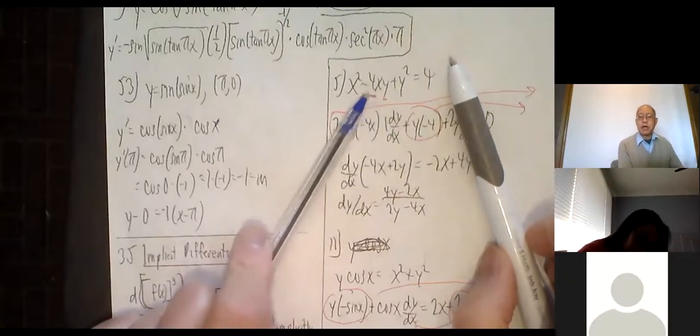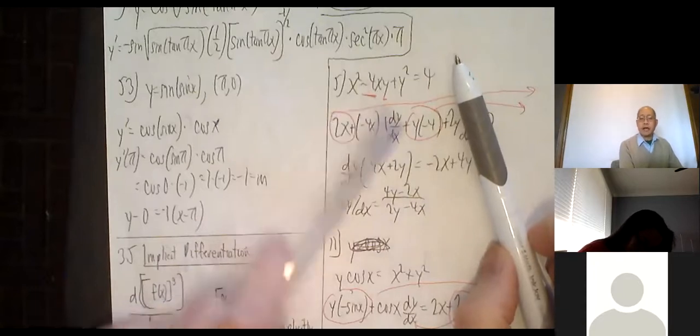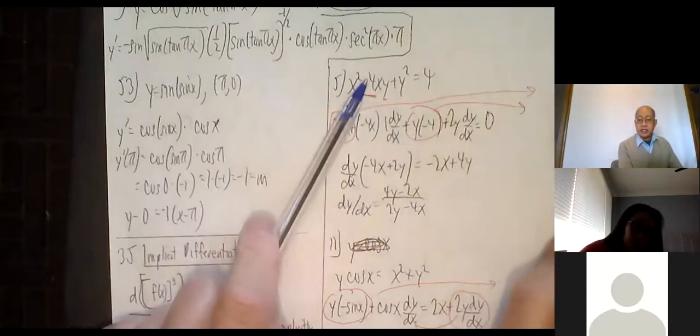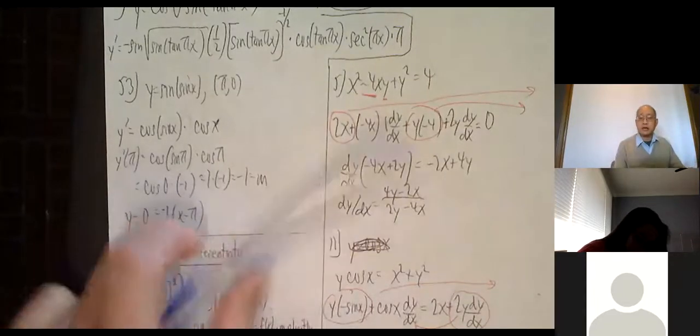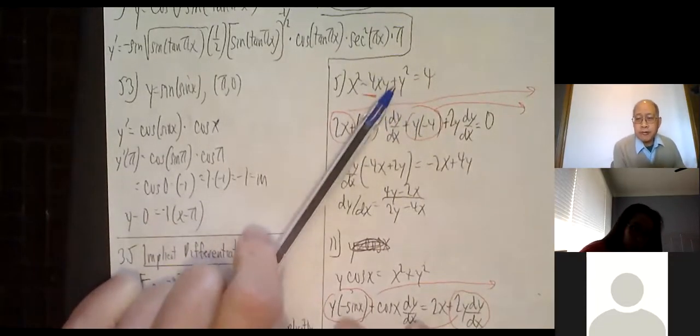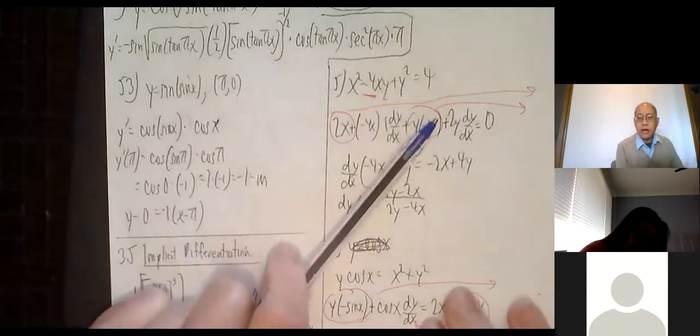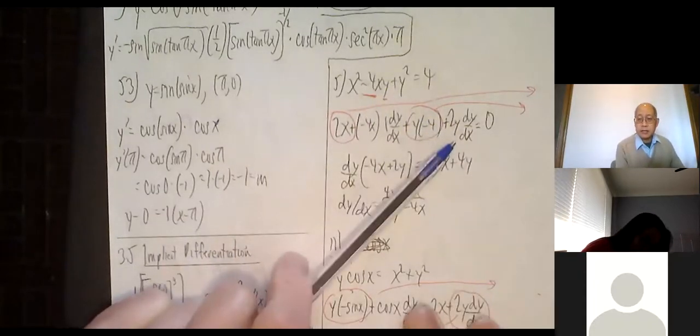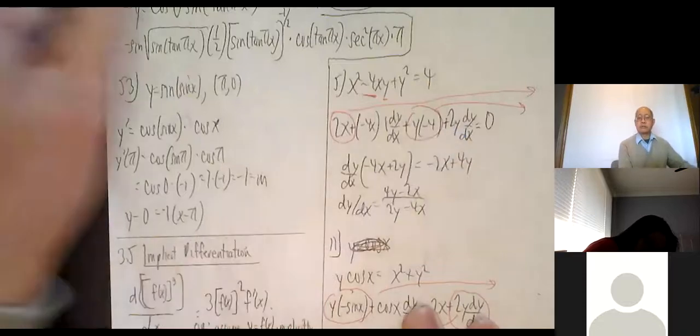Plus second function y times the derivative of the first. What's the derivative of negative 4x? Negative 4. And since there was an x there, no need to put anything extra after that. Okay. Plus the derivative of y squared, 2y dy dx, because there's a y there, equals 0.